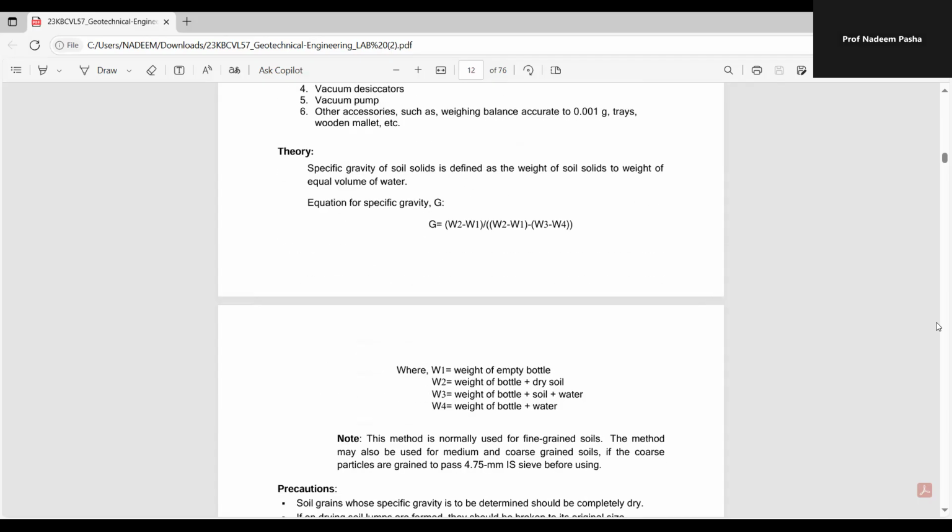The specific gravity of soil solids is defined as the weight of soil solids to the weight of an equal volume of water. So what is the specific gravity of soil? Calculated G equals (W2 minus W1) divided by ((W2 minus W1) minus (W3 minus W4)). So that is the formula.